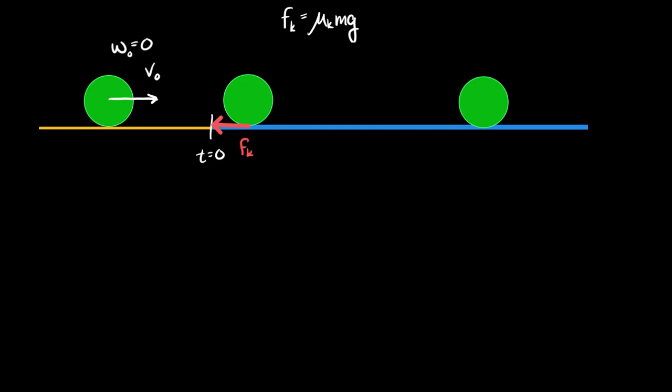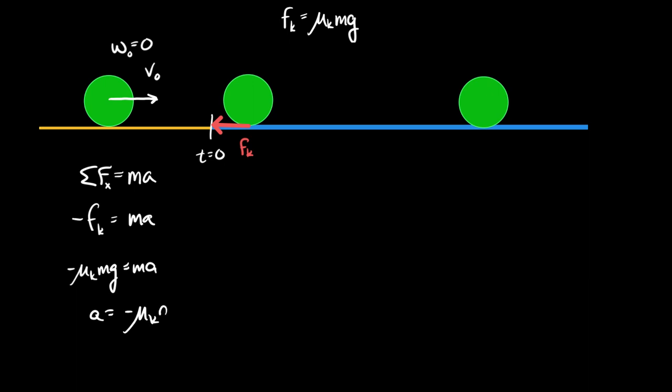So I will start by saying the net force on the system equals ma, and I'm talking about the x direction. To the right is considered the positive direction, so I'm going to intentionally indicate that the friction is negative, and that equals ma. Since we know the frictional force is equal to mu k mg, I can immediately do some quick substitutions. Mu k mg equals ma, and therefore a equals negative mu k g.